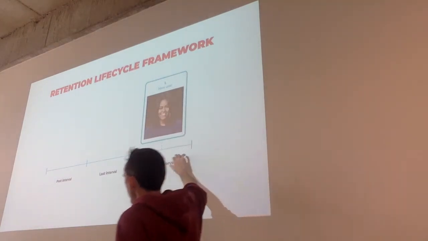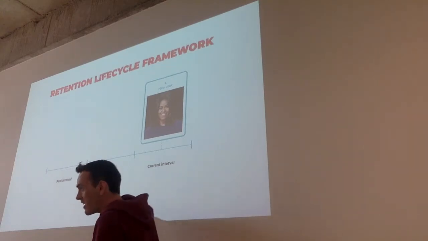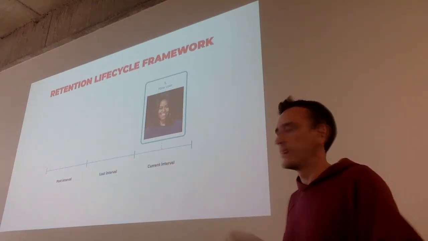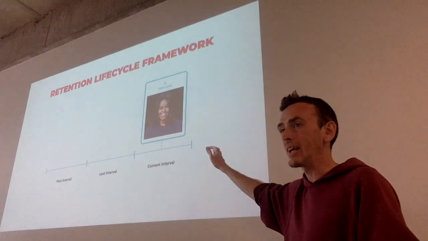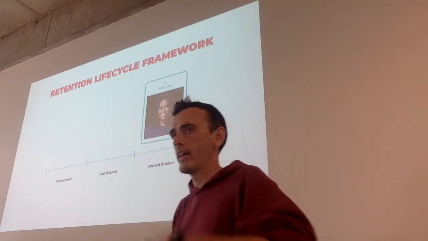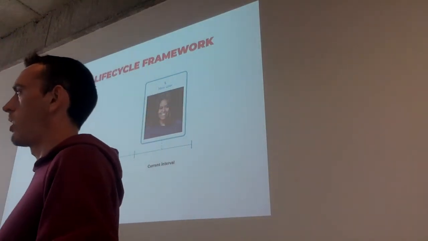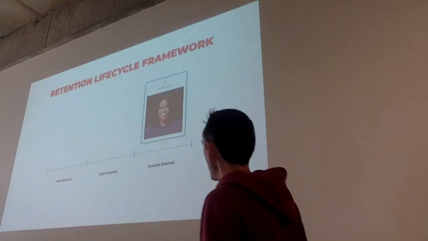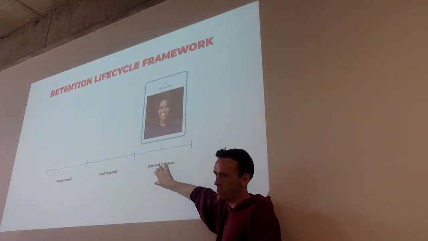So what you're seeing here is a timeline. The timeline is defined by the product usage interval. For the sense of trying to explain the different segments, I'm just going to assume that we're an e-commerce company and that we're on a monthly product usage interval to make this a bit easier to understand. A new user is present in the current interval.